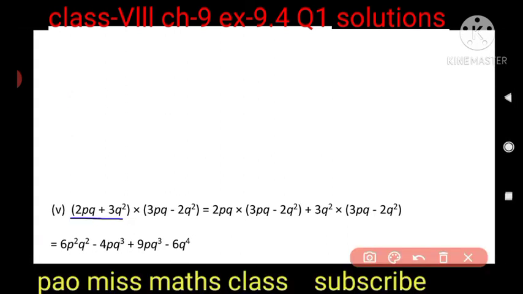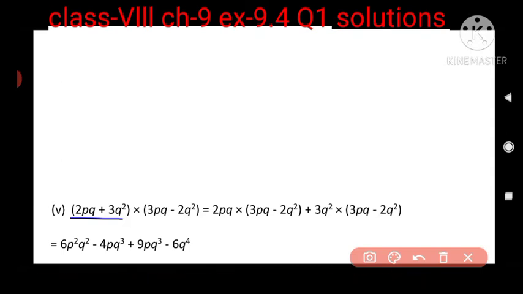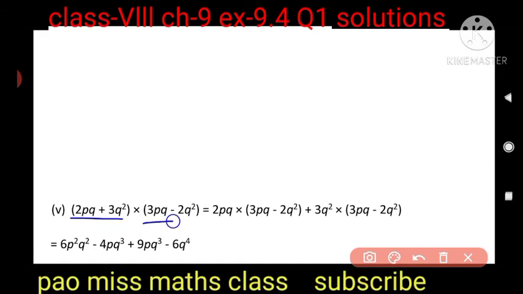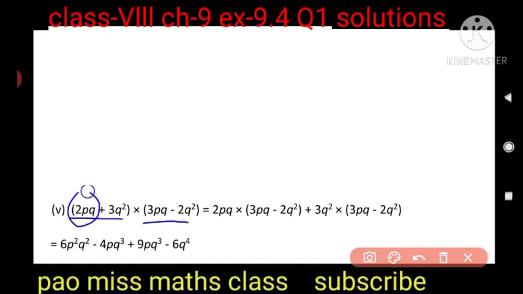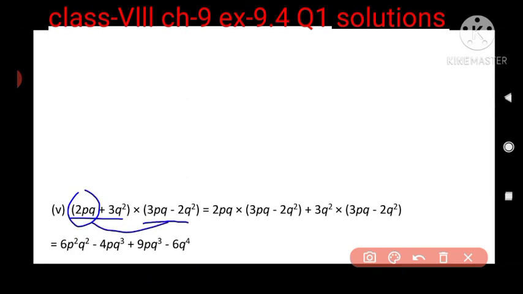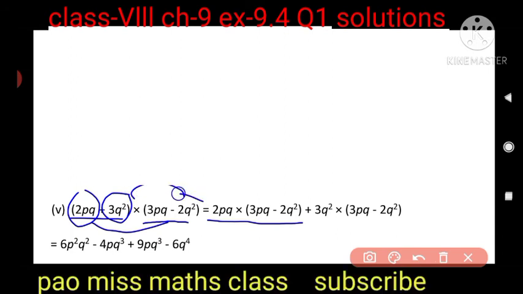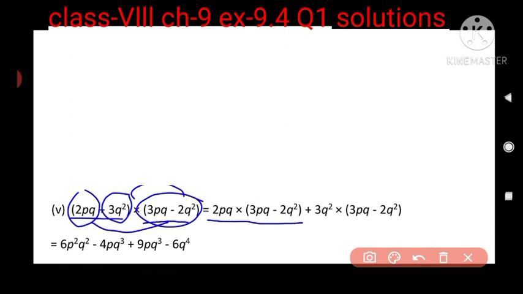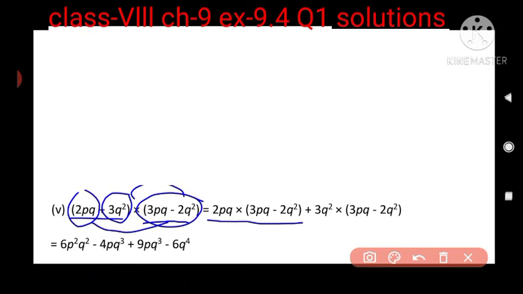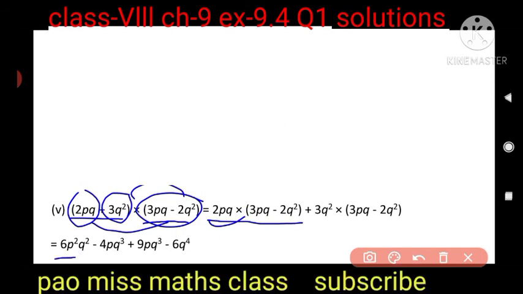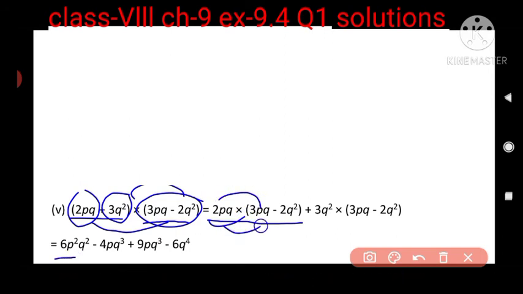2pq plus 3q square, and this will multiply with the next binomial 2pq minus 2q square, isn't it? So what you will do, from this term you will multiply all these terms, isn't it? So we have to write in this way. Now again from the second term you have to multiply all of the second expression. So when you open this bracket, then what you will get? When you multiply, 2 3s are 6. And how many p? P into p is p square, and q into q is q square.